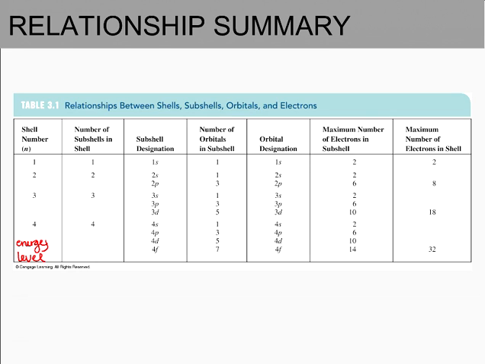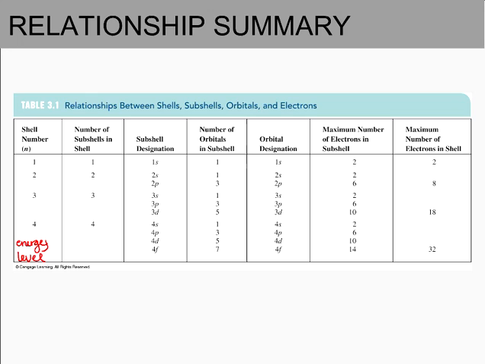And then in the second column, we have the number of subshells in each shell. So remember that the number of subshells is equal to the shell number. And then next to that, we have subshell designation. So in shell number 1, we have 1 subshell, and we would call that a 1s subshell. And then let's jump to shell number 4. We have 4 subshells, and we would designate those 4s, 4p, 4d, 4f.